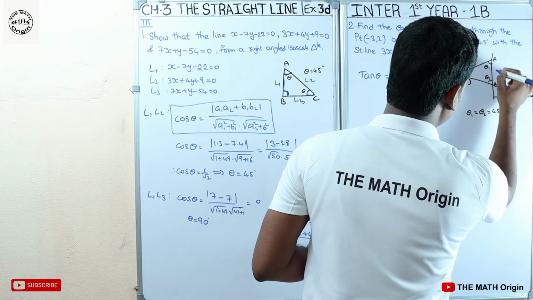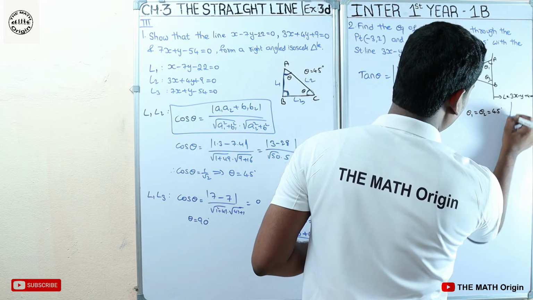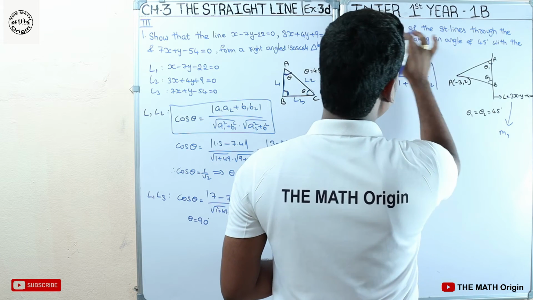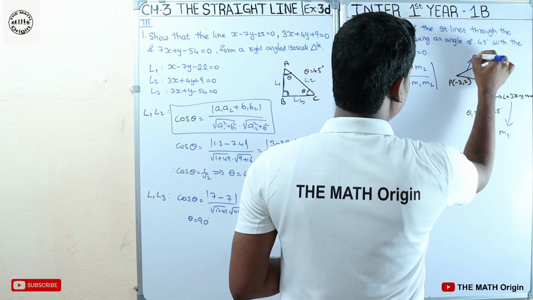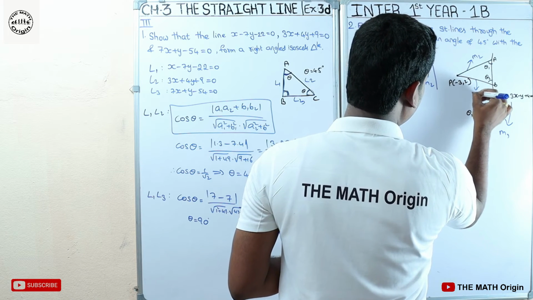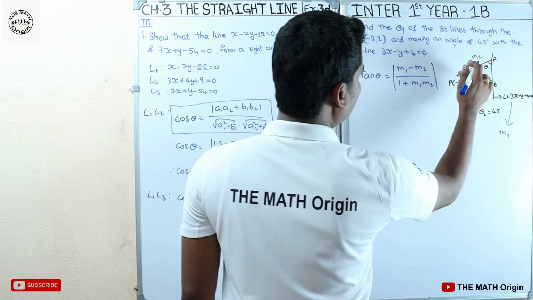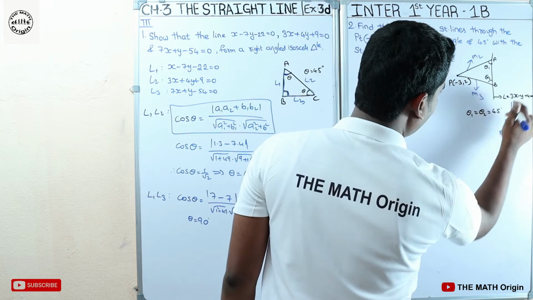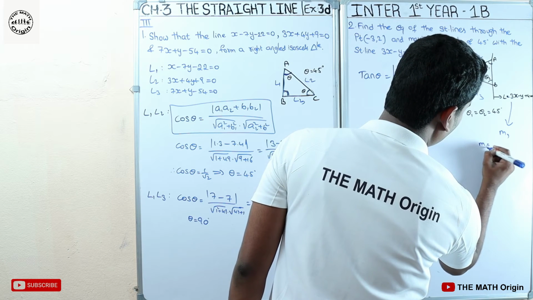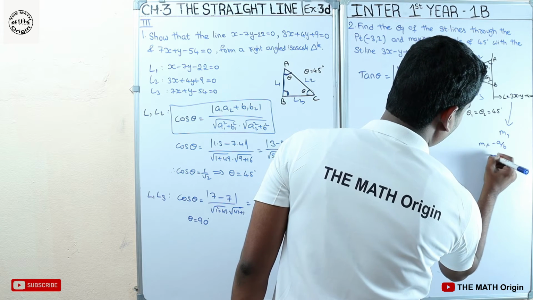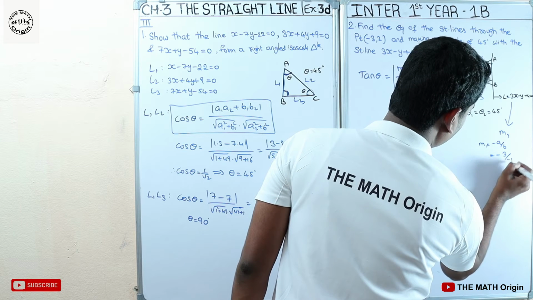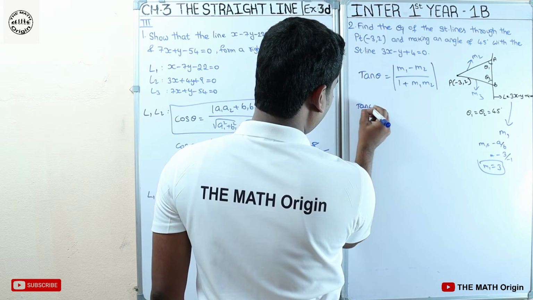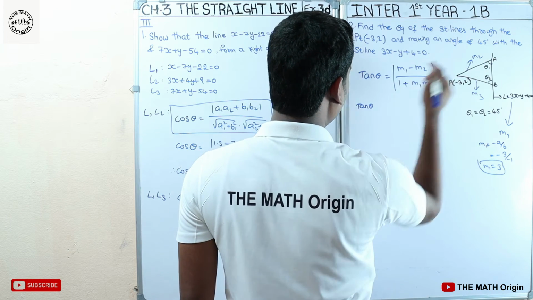So for this equation, let's take the slope as m1, and for the equations of the straight lines we need to find, this one is m2 and this one has slope m3. First, let's take the PA line equation. For the given line, slope m1 equals minus a by b, which equals minus 3 by minus 1, which equals 3. So m1 equals 3. Therefore tan theta, we know the angle theta is 45 degrees.